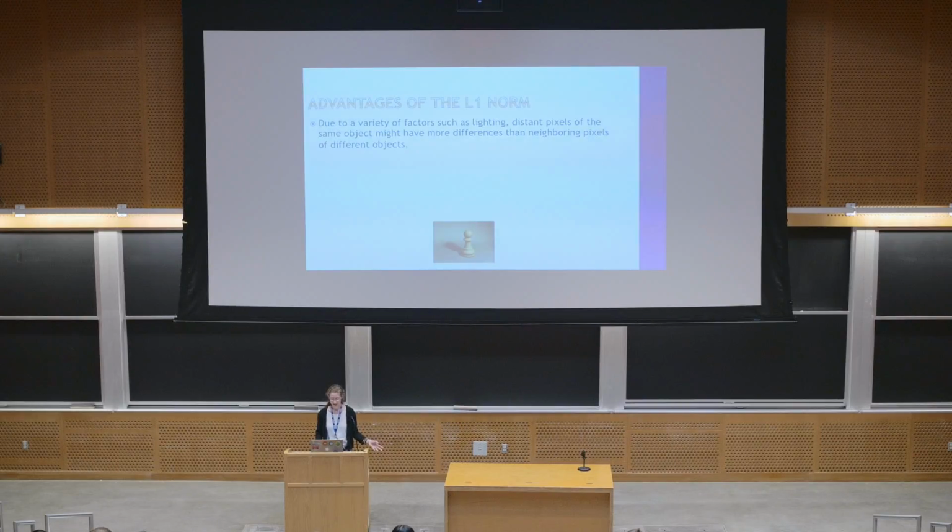So advantages of using this technique are that due to a variety of factors such as lighting, distant pixels on the same object might have more differences than neighboring pixels of different objects. So like in the picture below, there's lots of shadows on this pawn, and so it might be difficult to find where the boundaries of that pawn are because of the shadows versus the not shadow sections. So the L1 norm promotes a sparse solution, which makes the embedding piecewise constant or flat, as opposed to having a continuous range of values, which basically means that every pixel on the pawn is going to be drawn together into a very small space, and so we can find that boundary around that a lot easier. And it makes the boundaries more distinct and therefore easier to make the segmentation.